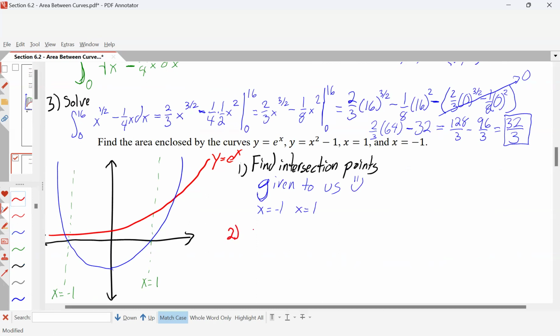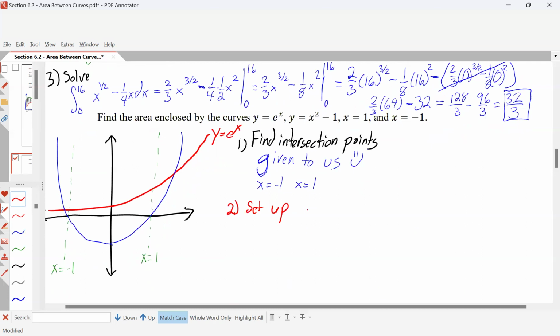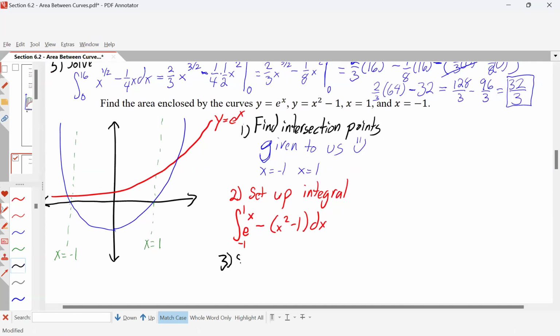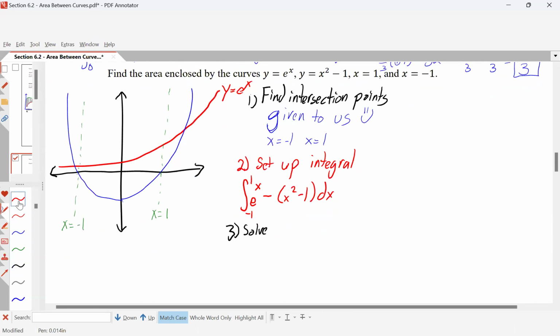The second step is to set up our integral by figuring out where is the upper function and where is the lower function. Between -1 and 1, e to the x is always the upper function. So we have the integral e to the x minus x squared minus 1, between -1 and 1. Third is now solving. So we are going to take this integral, which is the integral from -1 to 1 of e to the x minus x squared plus 1, distributing that negative, dx.